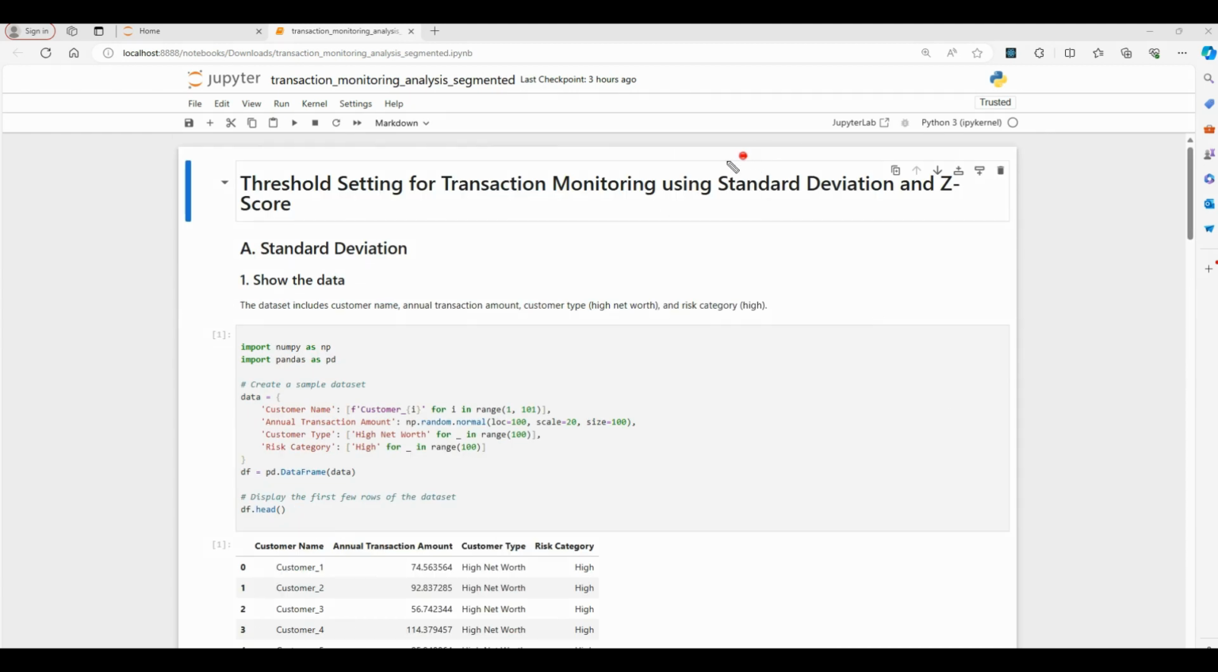Hence, standard deviation allows financial institutions to efficiently monitor transactions within a specific customer segment and identify outliers that may require further investigation, such as potential instances of fraud or money laundering.